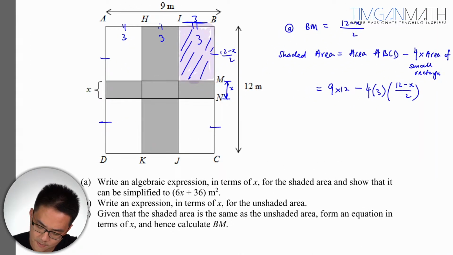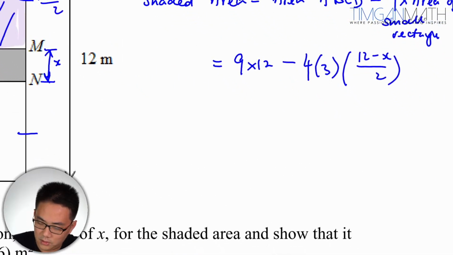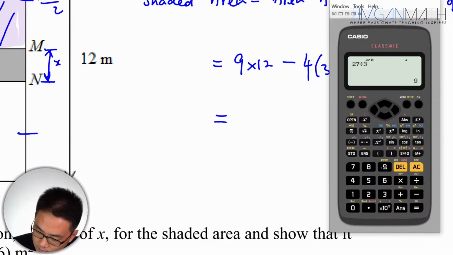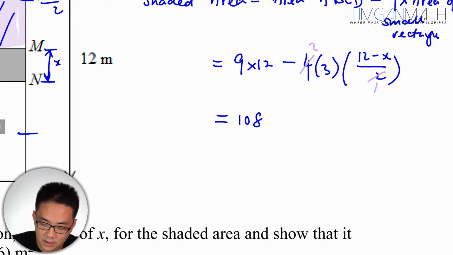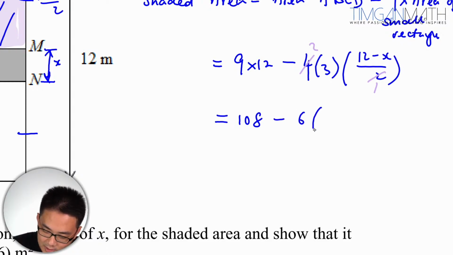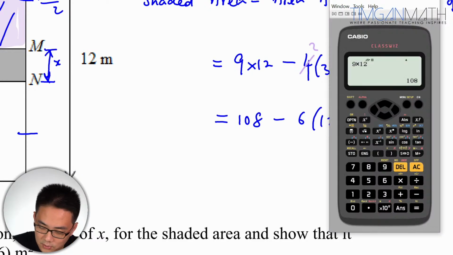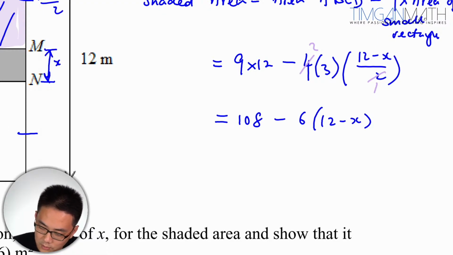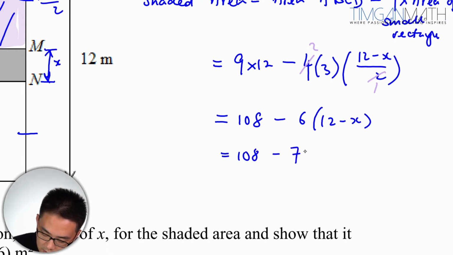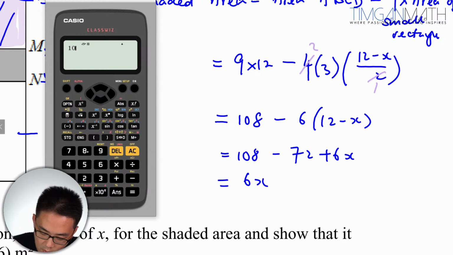Did they want to simplify? Simplify, okay, great. So this will be 9 times 12, which is actually 108. And the 4 over 2 could be cancelled, so it will be 2. So 2 times 3 will be 6. Minus 6 times 12 minus x. So this would be 6 times 12, which is 72. 108 minus 72 plus 6x. And this would be 6x. 108 minus 72 is 36.